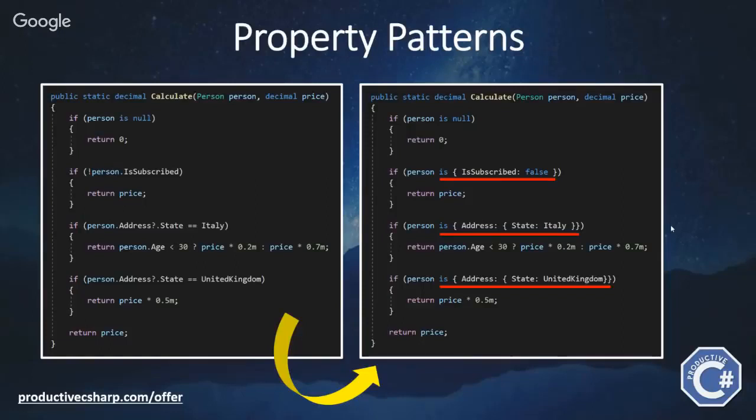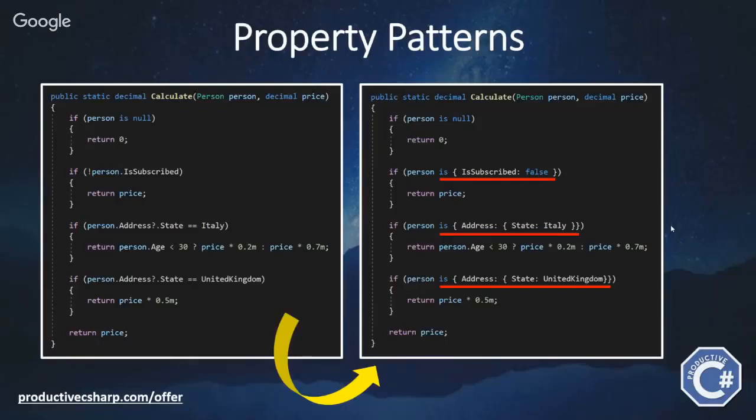So you say any person that has a property is subscribed set to false will match this condition. Or you can do a lot more complicated stuff. You can say any object that has an address property that contains a state, and that the state is Italy, will match. It doesn't matter what type person is. This person could be any type. That's where the power is.